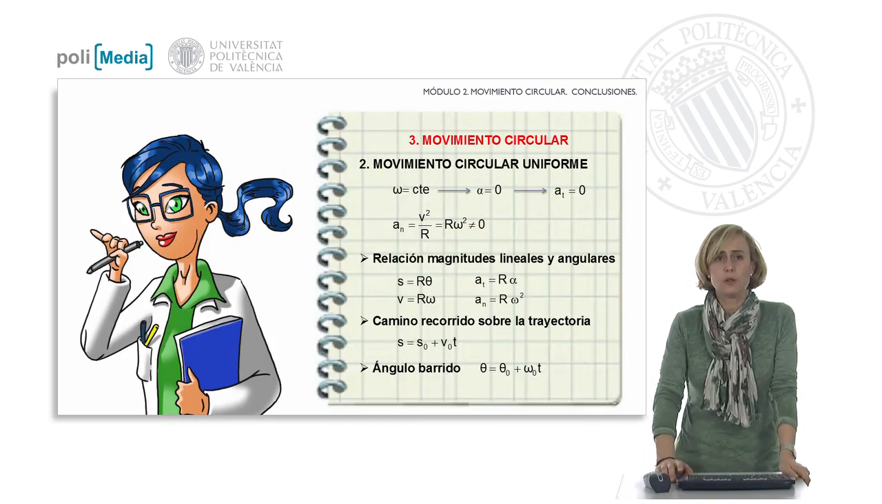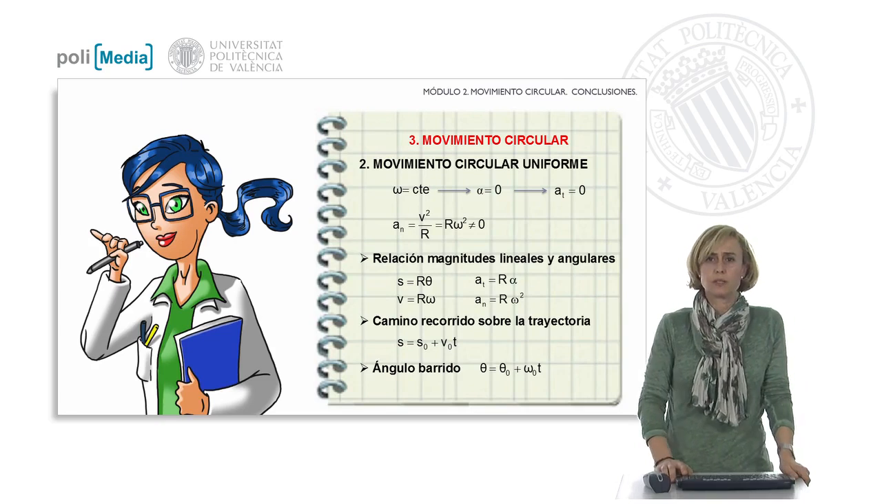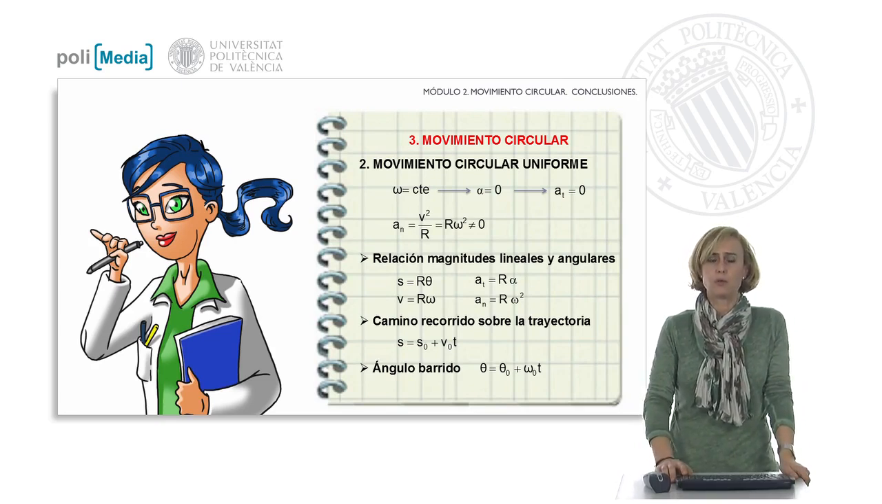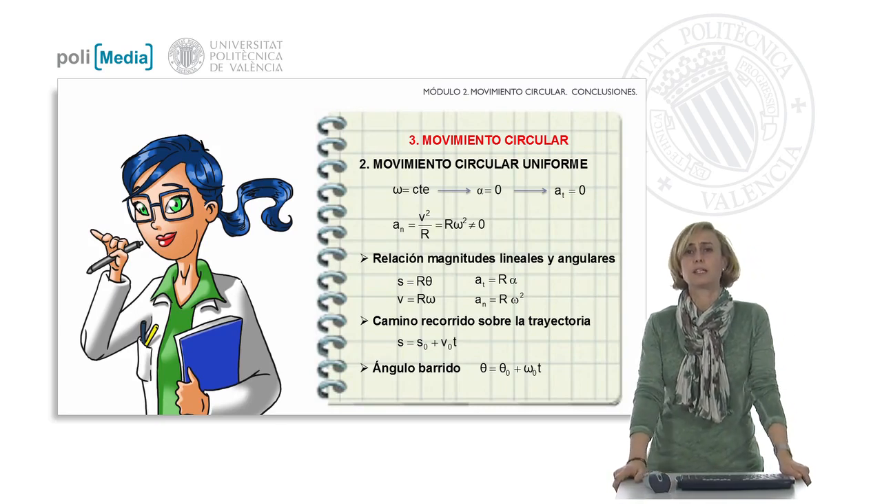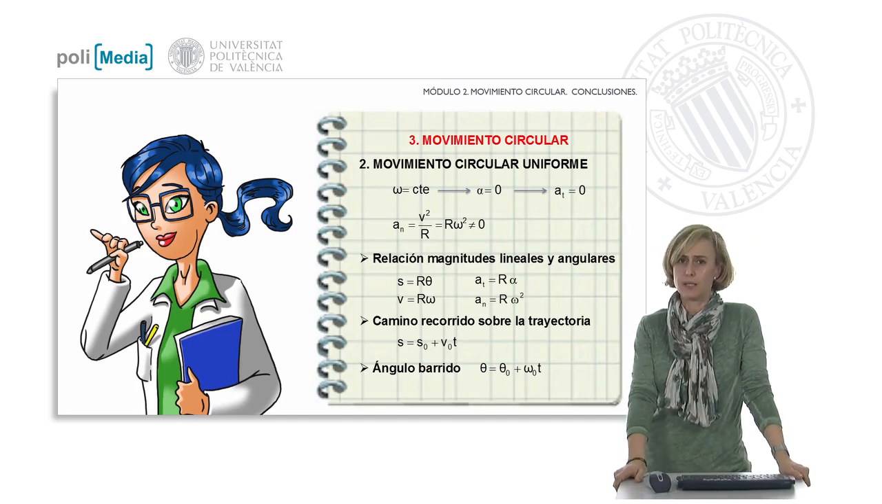Well, the time has come for Amanda to remind us of what we have studied in this class. We have seen circular and uniform motion. In this, omega is constant, the angular acceleration is 0, and the tangential acceleration is 0. The normal acceleration is always non-zero. We have also obtained the relationship between linear and angular quantities. We have also obtained the path traveled on the trajectory as a function of time and the swept angle as a function of time. That's all. See you in the next class.